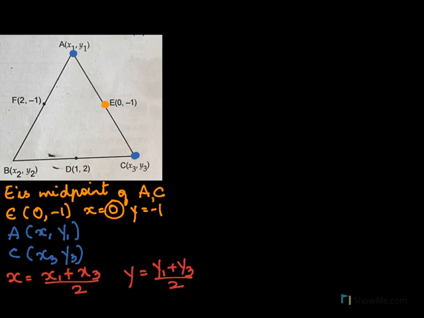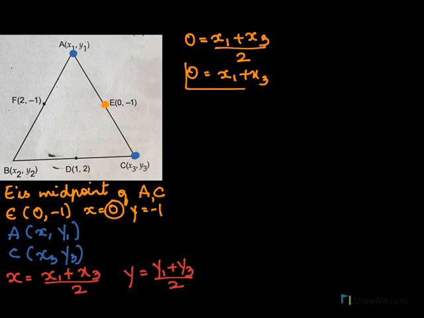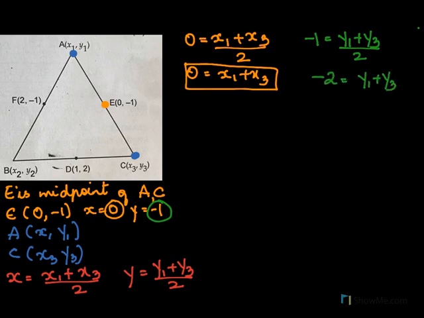In this case we see our x is 0, so we have 0 equals x1 plus x3 divided by 2. 0 into 2 is 0, so x1 plus x3 equals 0. This is the next equation. Now we get on to y. We know our y is -1, so -1 equals y1 plus y3 divided by 2. So -1 into 2 is -2, equals y1 plus y3.